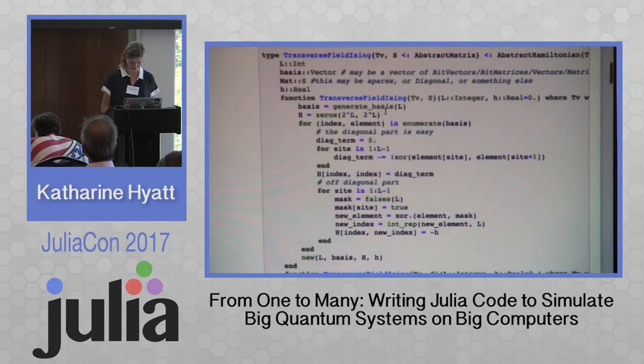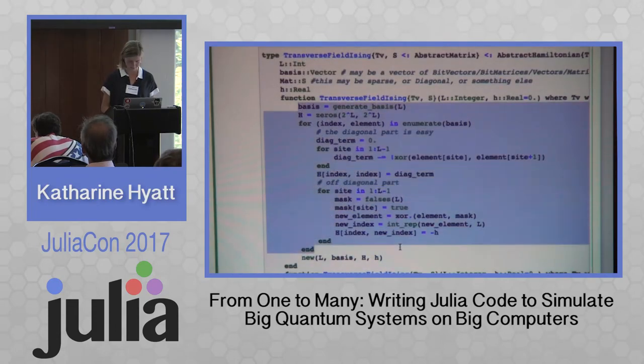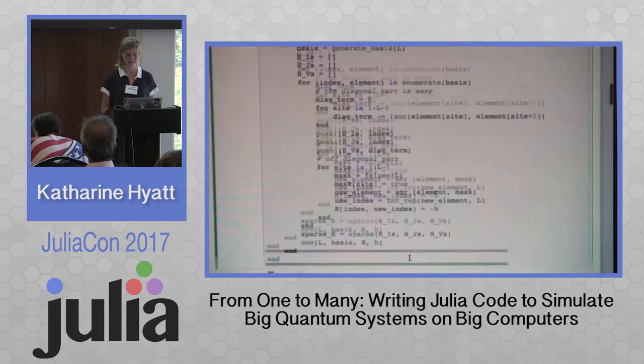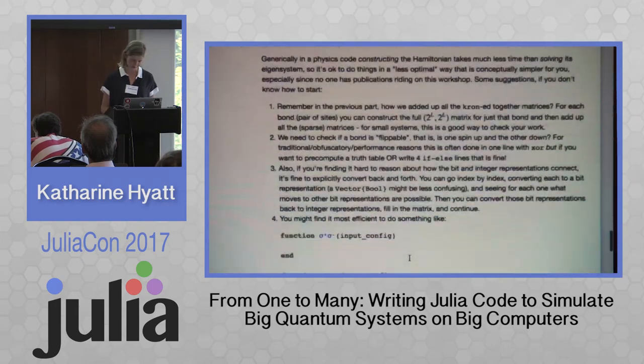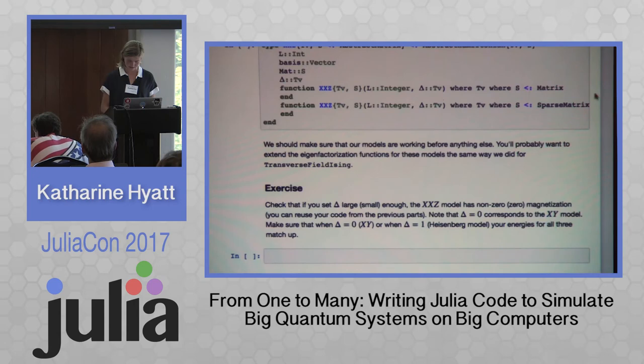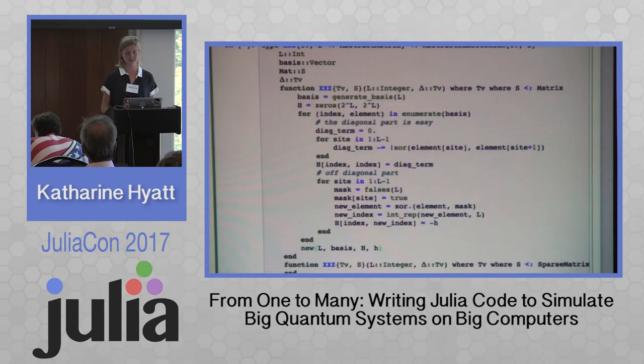So I will just steal my code from before and then change it up a little bit for this XXZ model. Okay, so we're going to generate the basis. The basis is going to be the same, the list of possible configurations. The diagonal part is, again, easy because it's the same thing we did before.